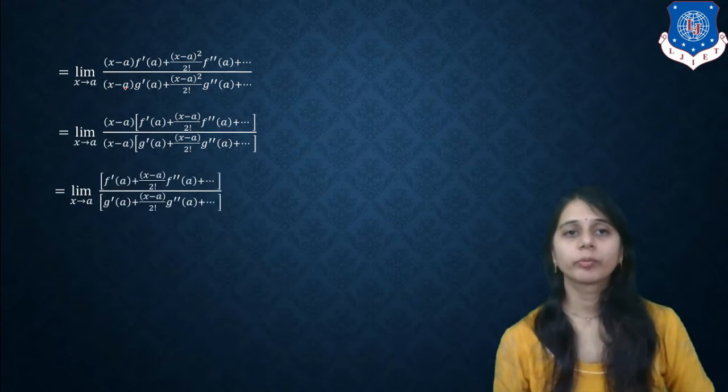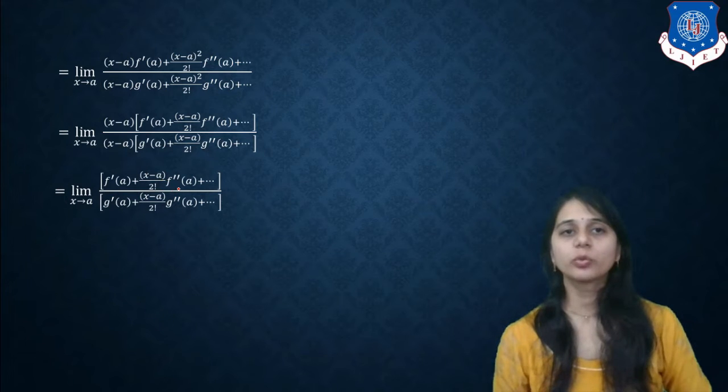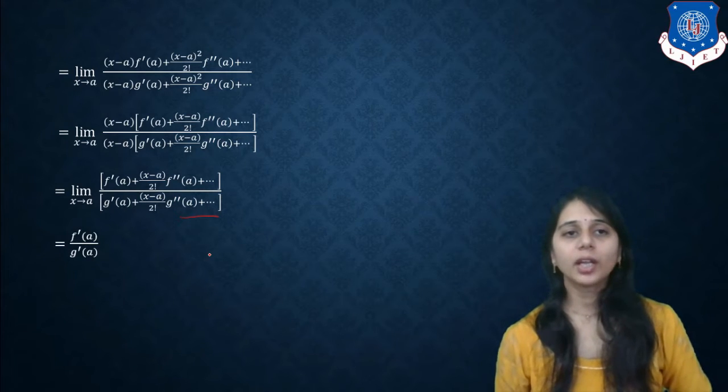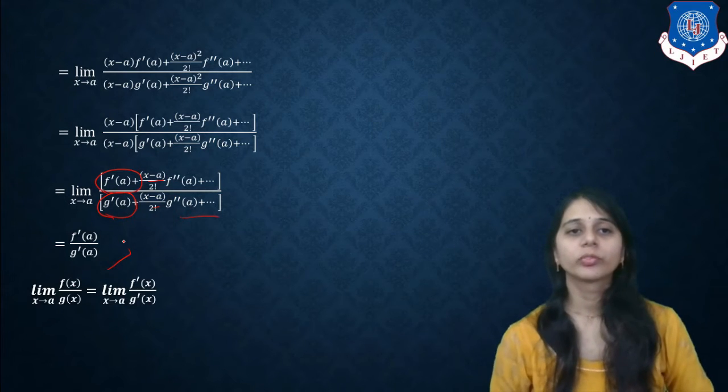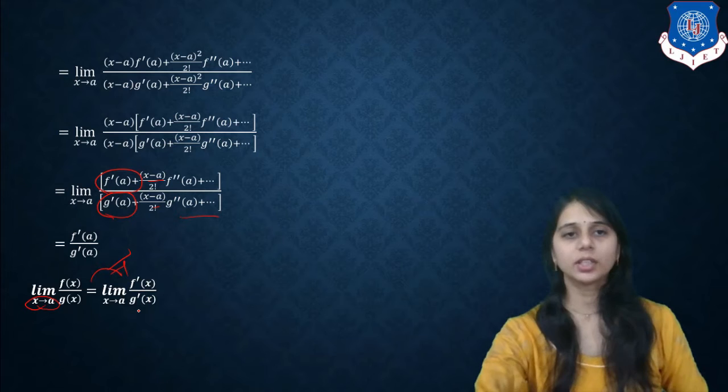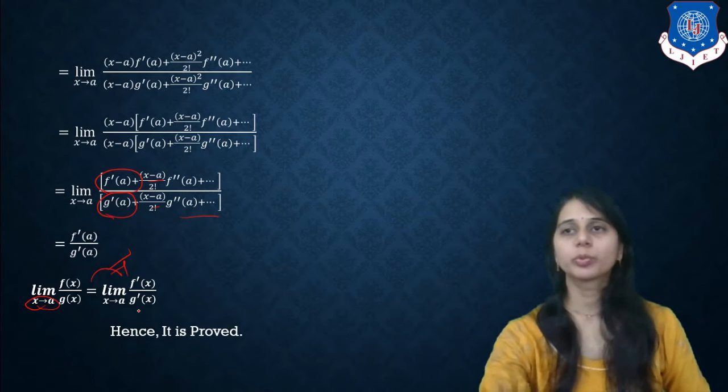we get x minus a times f dash a plus x minus a whole square upon 2 factorial times f double dash a, and so on, over the same for g. Now we take x minus a common. So we get f dash a plus x minus a by 2 factorial f double dash a plus up to, upon g dash a plus x minus a upon 2 factorial g double dash a plus up to. Now we put x equal to a in the limit, then we get only these two terms, f dash a by g dash a. So the limit of f of x upon g of x as x tends to a equals the limit of f dash x upon g dash x. Hence it is proved.